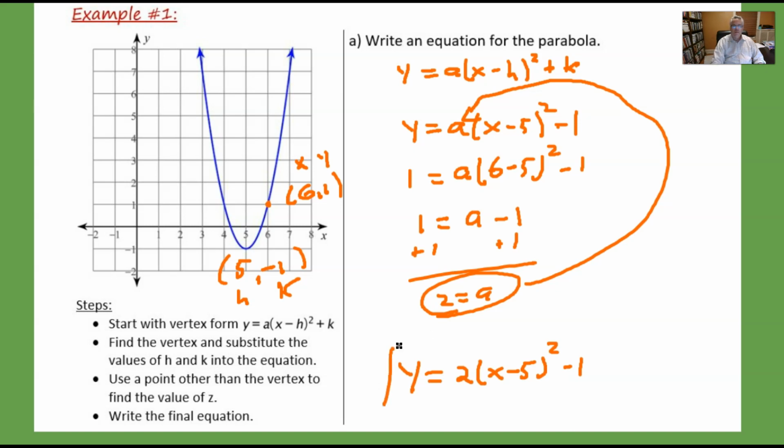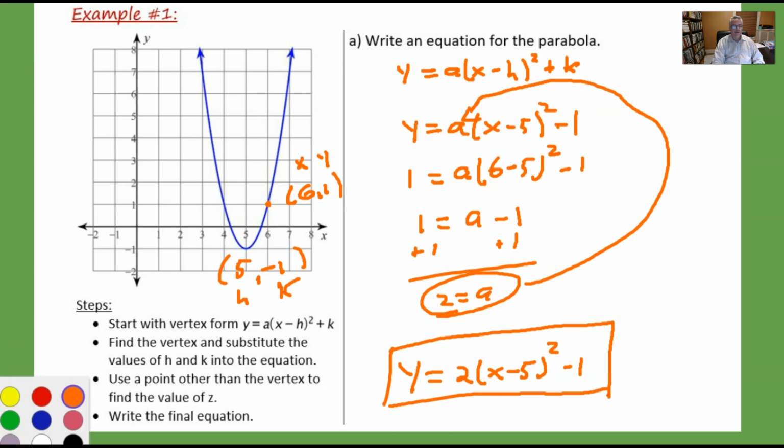Now, there are several steps there, and I went through it kind of quickly, but after you practice a couple times, you realize every problem is almost the same. It's just a procedure you have to get used to doing.